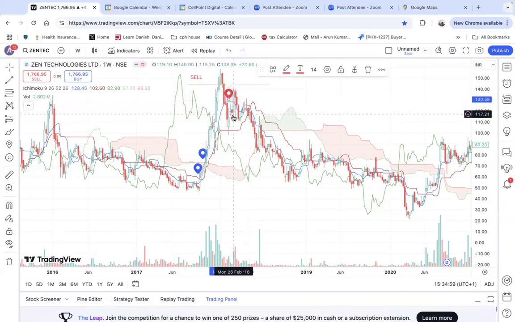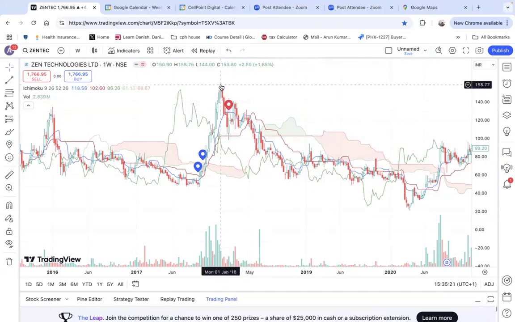Or you can wait till this second bearish cross. So here it came, but the price did not cross the brown line. It again bounced back up. But once again, a few weeks later, it crosses the brown line here. For me, technically, this is a weak signal, because you're now making a lower high.